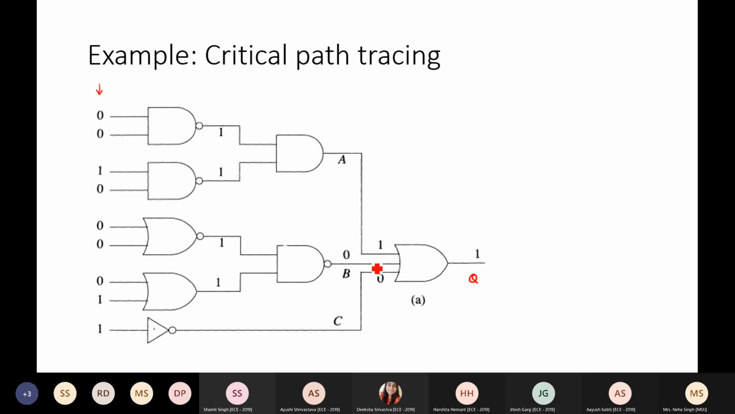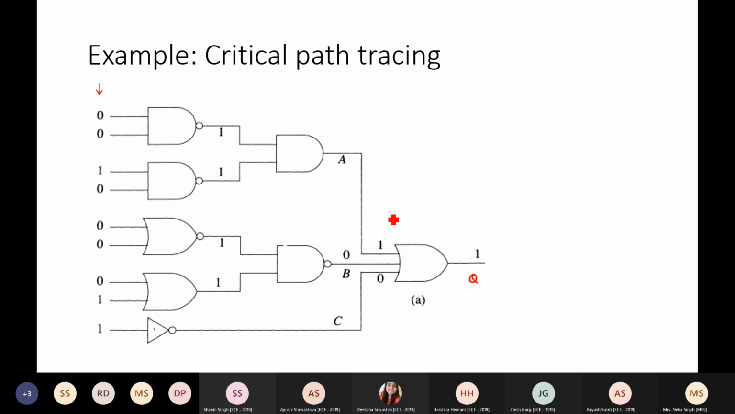Right? So the value is 1 0 0. Now of the three inputs, which input is critical? जिस पे अगर मैंने वैल्यू चेंज किया तो my output value will change. Which wire, A, B या C? Which one do you think is critical?